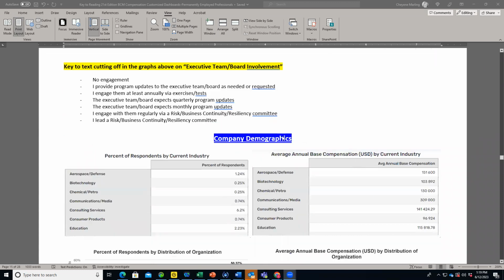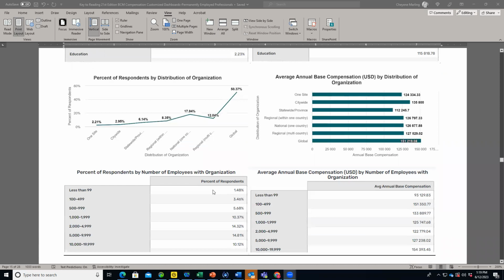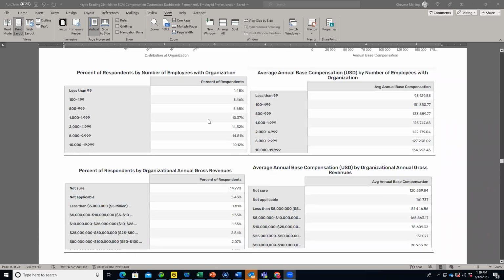Then we get into company demographics, so by industry, distribution of an organization from one site to global, and number of employees within the organization. So we have, obviously, percent of respondents, and then the average annual base compensation.